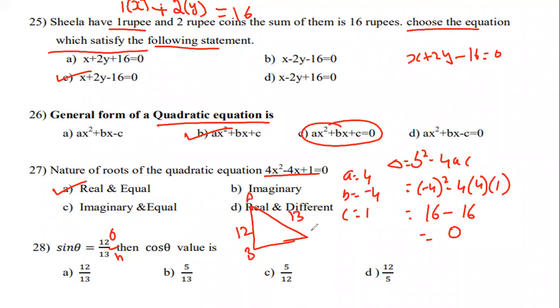In triangle ABC, apply Pythagoras theorem. This is a standard Pythagoras triplet, you will get 5: 12, 13, 5. So 13 square is 169 equals 144, 12 12s are 144, plus 5 5s are 25. Yes, you will get 169. So which option is right? Cos theta equals adjacent by hypotenuse, 5 by 13. Option B is correct.